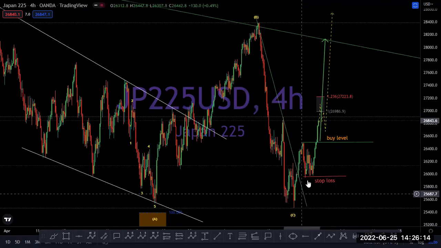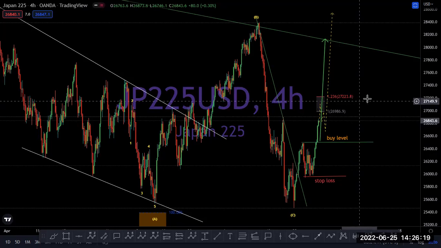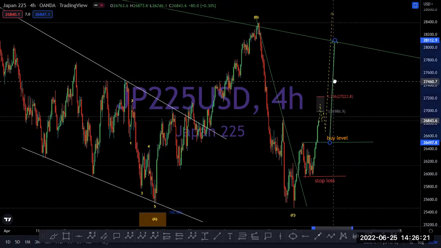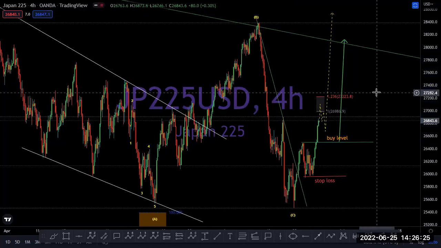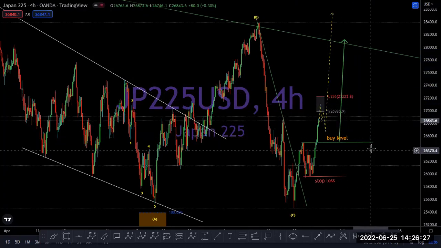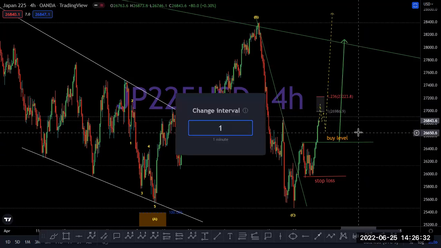Now we have seen that the market is strong. The buying is strong. And because of that, I'm looking for a correction and buy continuation. This buying is strong. Let me go down to 1 hour.